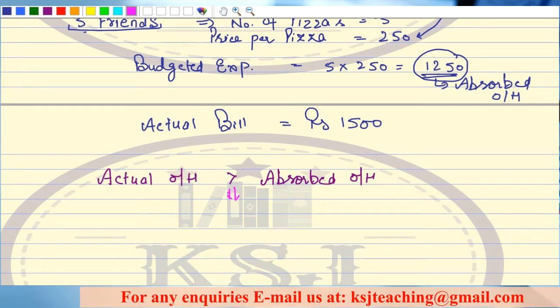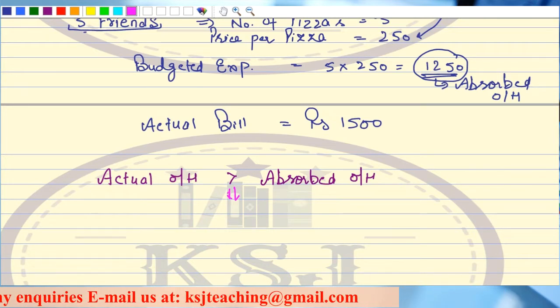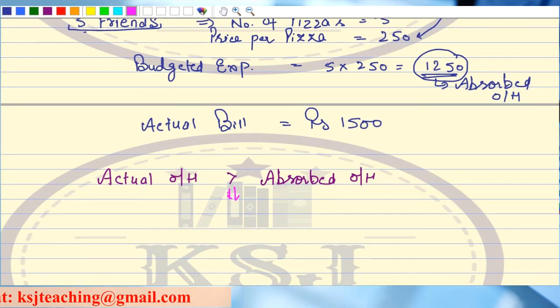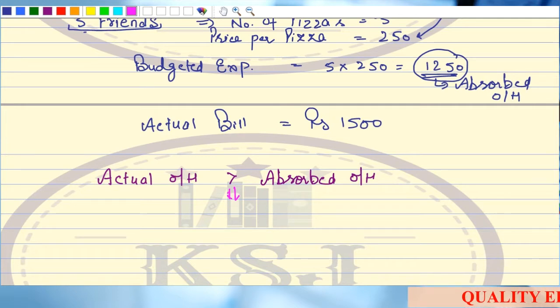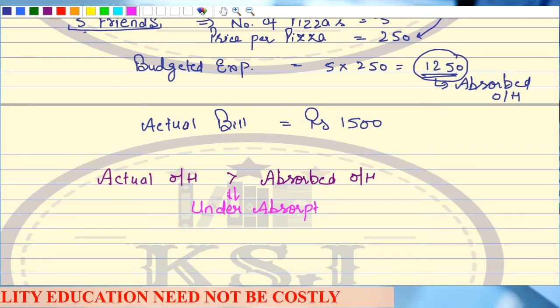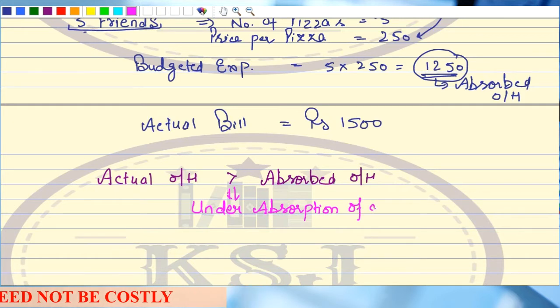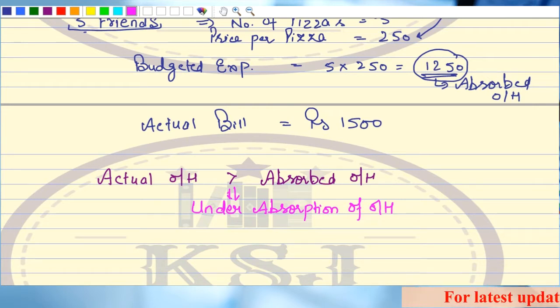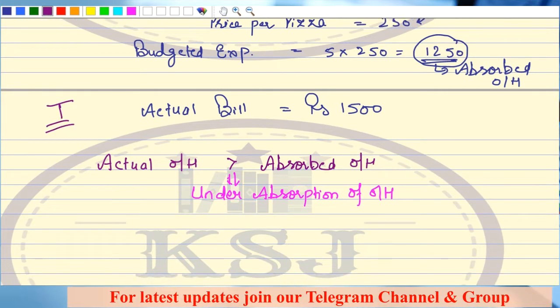When the actual overheads are greater than the absorbed overheads, what should be the case? Can you just imagine? It will be an under absorption or over absorption. Are you having under money or over money? Sir, I am having less money. I am under money. Right? So this is a case of under absorption of overheads. So when your actual overheads are more than the absorbed overheads, this is the first scenario, where your actual bill came out to be 1500.